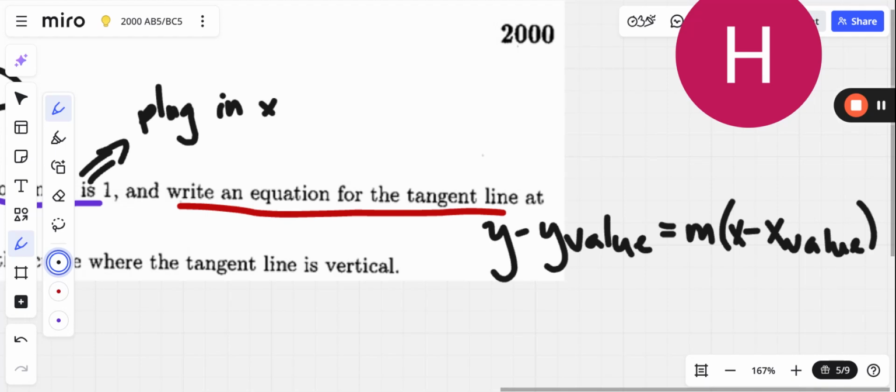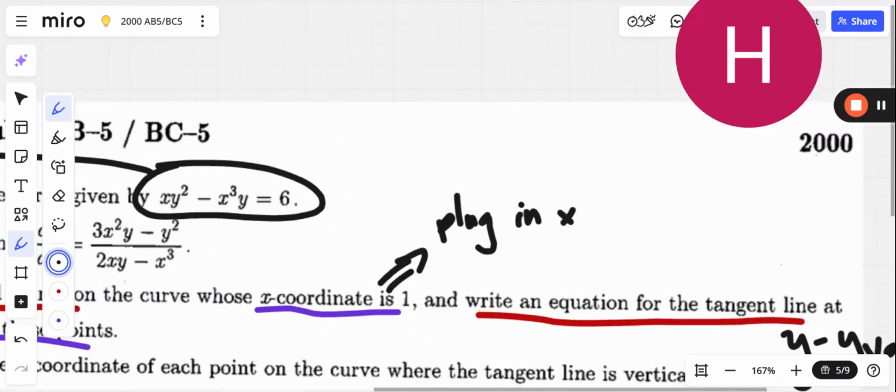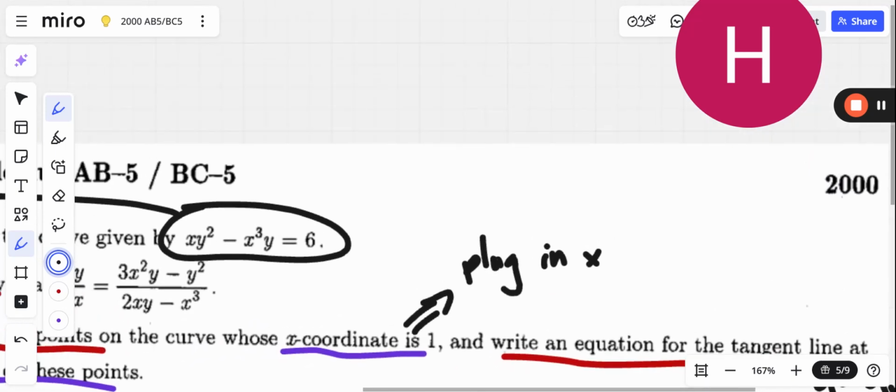So we have to find our points first, and the way we do that is we plug it into the original equation. So let's take the original equation and plug in x equals 1. Pretty well-behaved equation, because 1 cubed is still just 1, and 1 times y squared is just y squared. This equals 6.